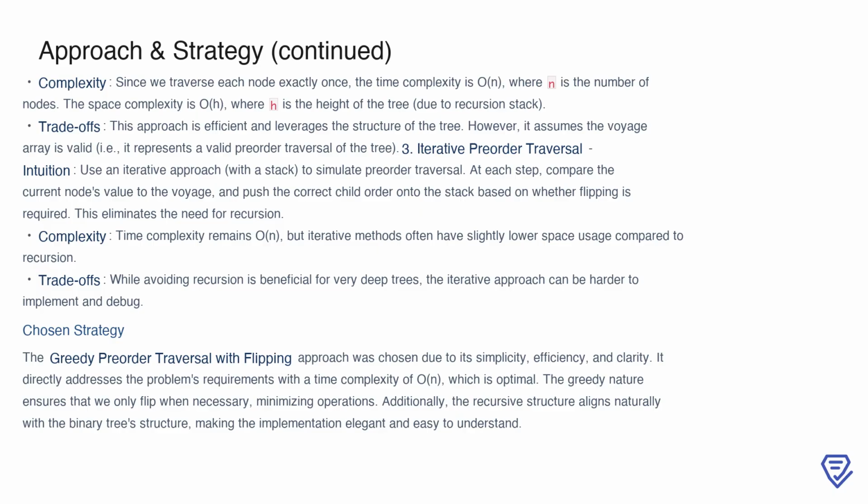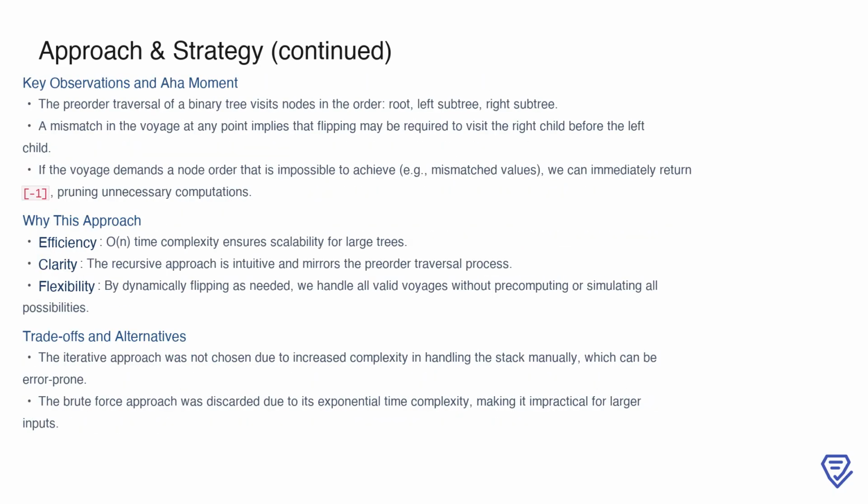After evaluating these methods, the greedy recursive approach was chosen. It is simple to implement, aligns well with the tree's structure, and directly meets the problem's requirements with an optimal time complexity of O(n). Its recursive nature also makes the code easier to understand, as it naturally mirrors the preorder traversal process. Now, let's focus on the key observations that make this approach effective.